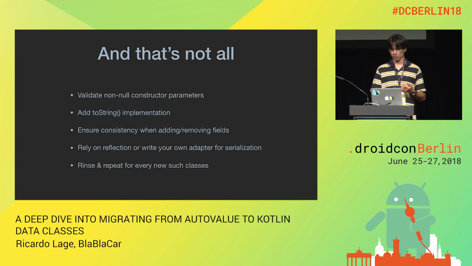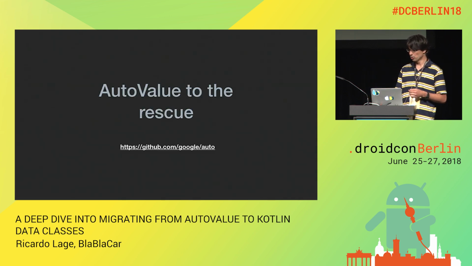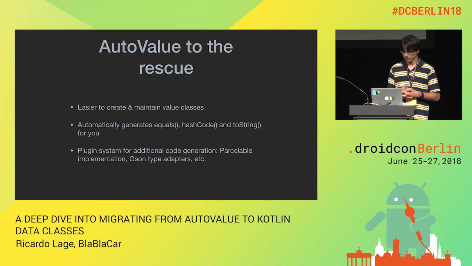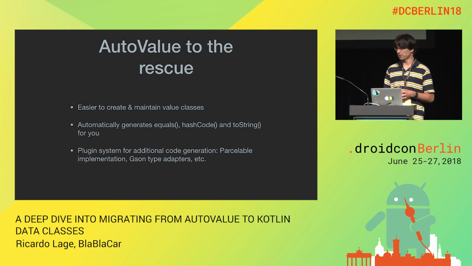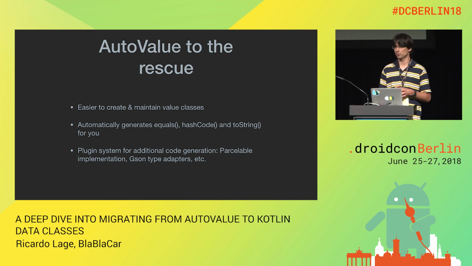What is the solution? So one of them is Autovalue. And Autovalue is a library by Google, which basically addresses all of these issues. And it automatically generates this boilerplate code for us. So it can generate equals, hash code, toString, and so on. And it has a powerful plugin system that we can add other dependencies to make sure that these other kinds of boilerplate code that we need on Android is also generated for us.